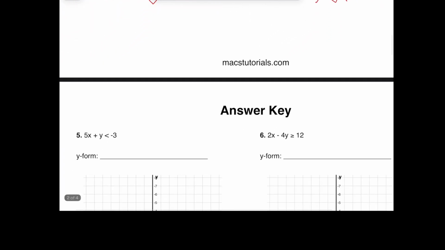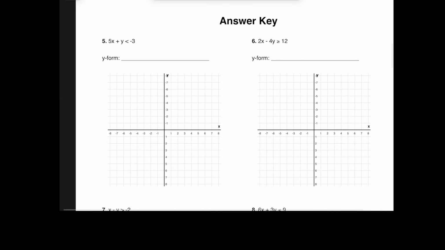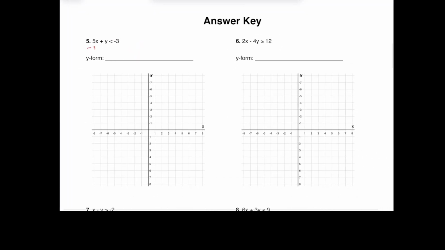Let's go on to number 5. Number 5, I'm going to start by subtracting the 5x from both sides. And that's going to leave me y is less than negative 5x minus 3. I don't do anything with the sign because I didn't do any dividing. And now I'm done. Remember, think of that as a fraction. I'm going to start at negative 3, and I'm going to go down 5.